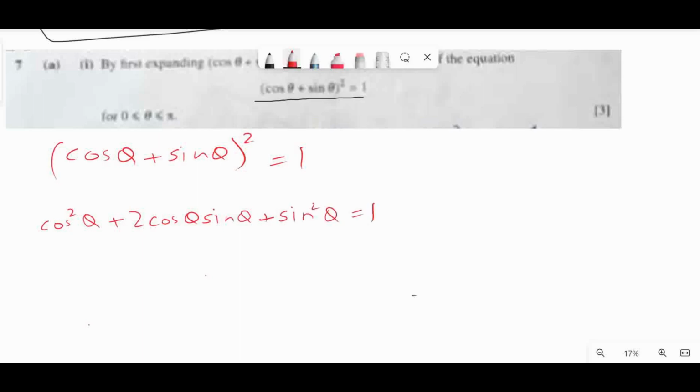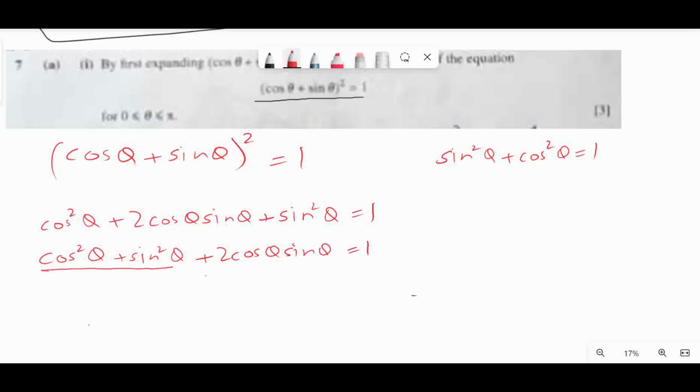Now from here we can clearly see, we know one formula, that sine square theta plus cos square theta is equal to 1. So we can rearrange it like this: cos square theta plus sine square theta plus 2 cos theta sine theta is equal to 1.